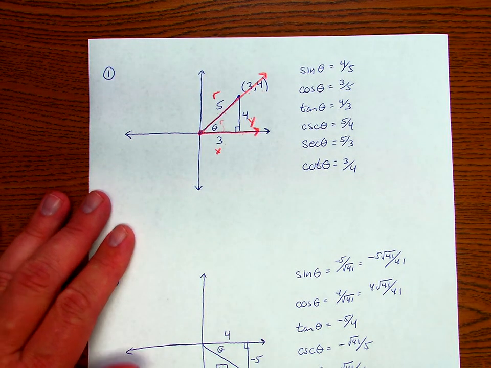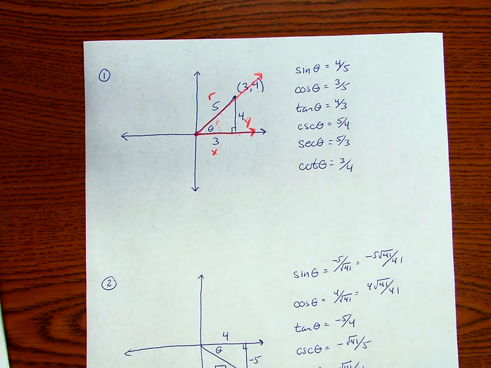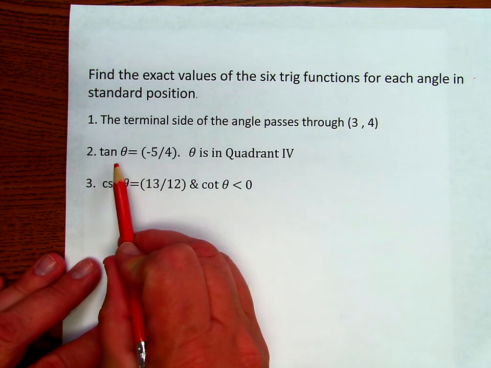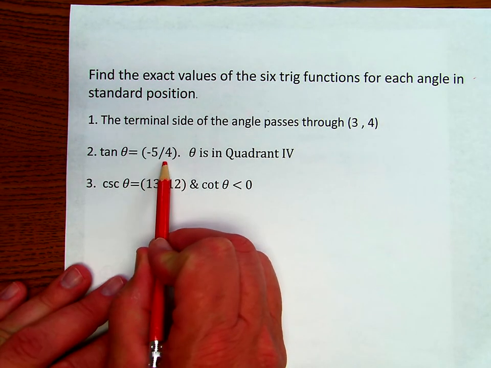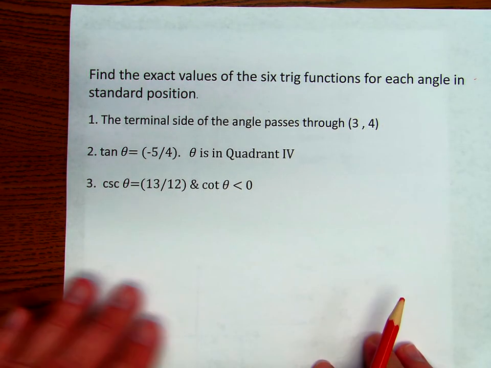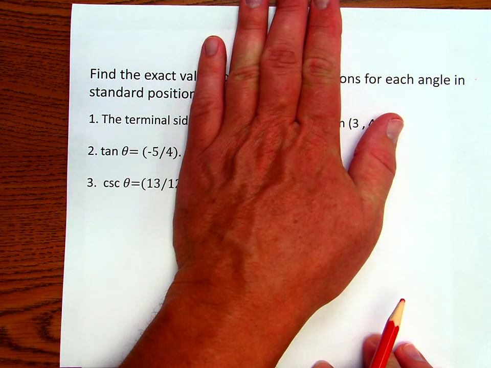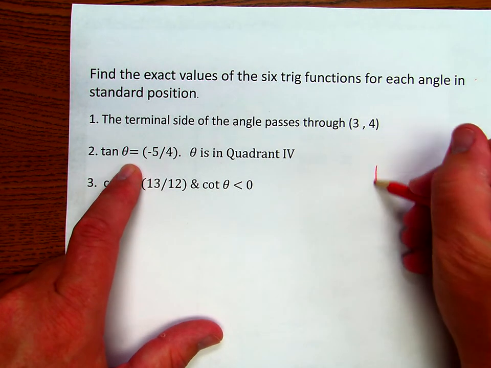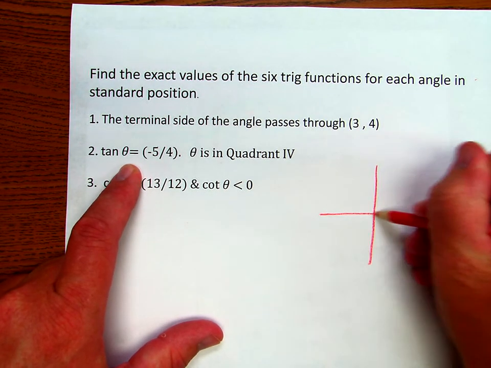Okay, same type of question with a different wording. They're telling us the tangent of theta is negative 5/4. Theta is in quadrant 4. All right, if they didn't give us the second part there, and they just said tangent of theta is negative 5/4, that's not enough to definitely locate that particular angle.